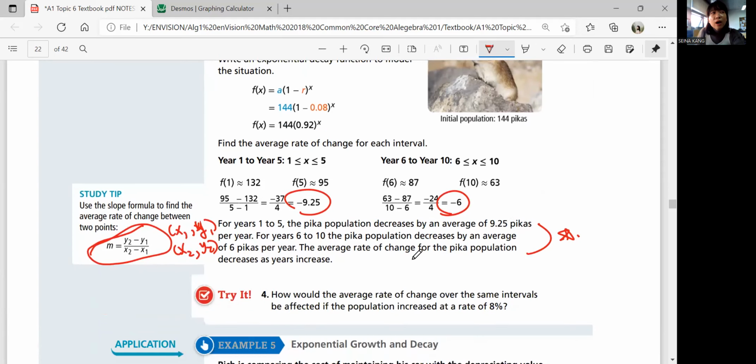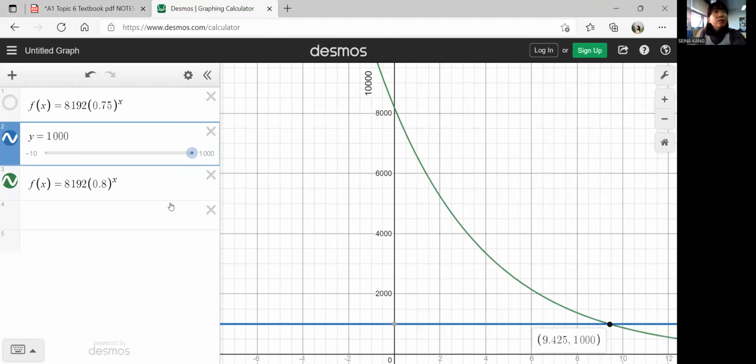So let's look at number 4. How would the average rate of change over the same intervals be affected if the population increased at a rate of 8%? It increased instead of decreasing, okay? So your new function should be a growth function, right? F of x is equal to 144, the initial one, but then 1 plus 0.08 would be our function. So instead of 0.92, we have 1.08 to the power of x.